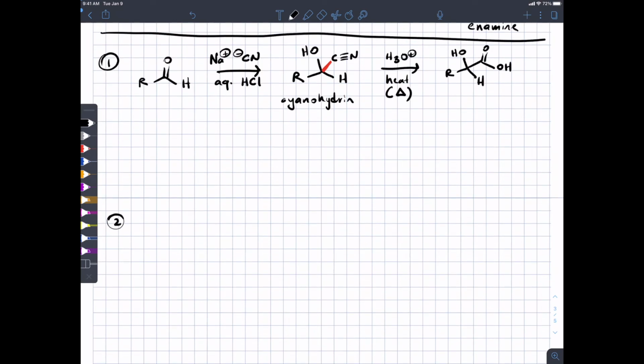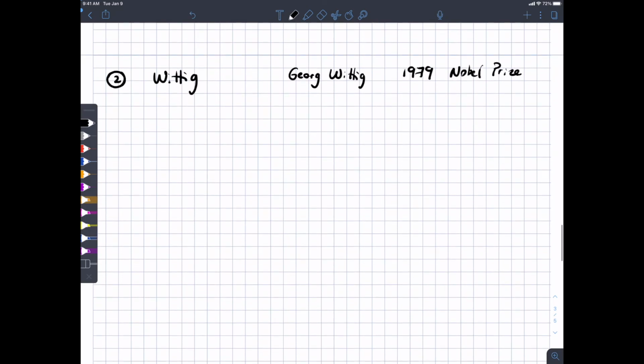The second is the Wittig reaction. If you say Wittig, we will laugh at you. That's because it was named after a German, Georg Wittig, who won the Nobel Prize in 1979, which was the year of my birth, 150 years ago. May as well have been.